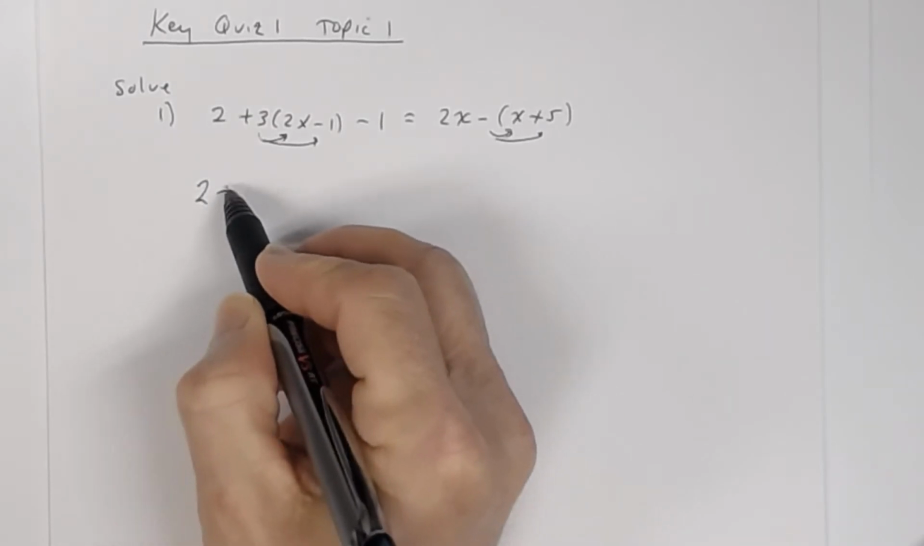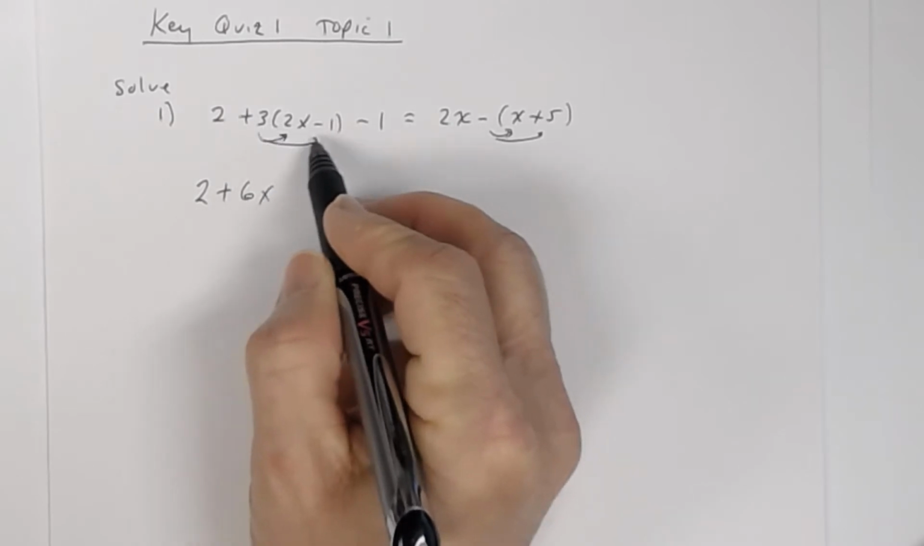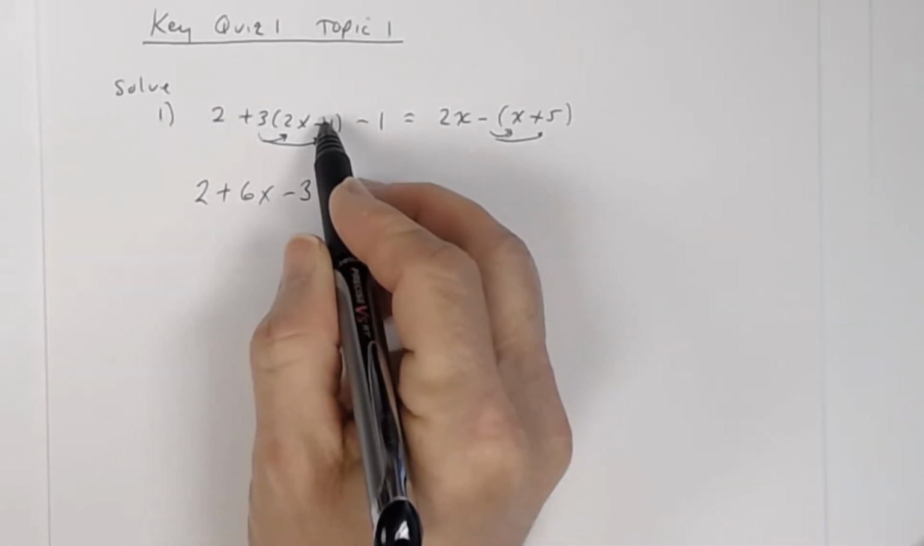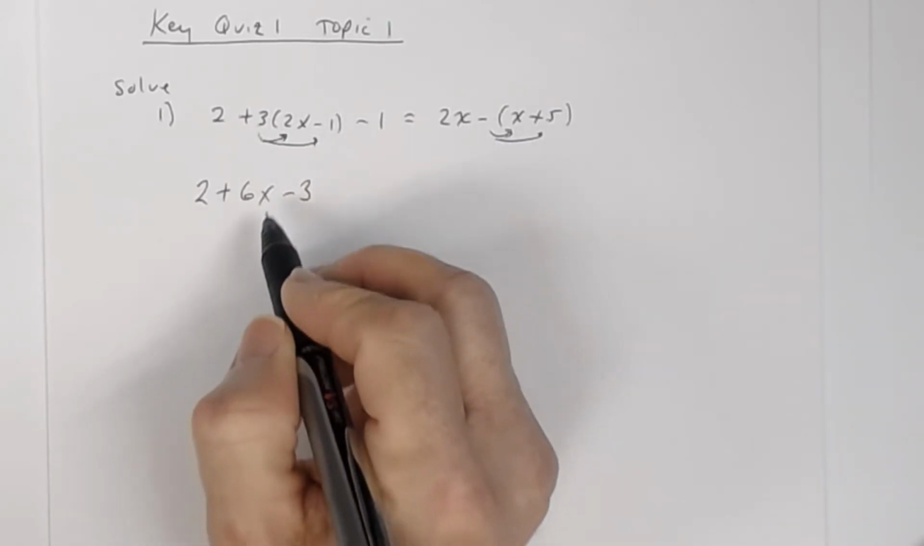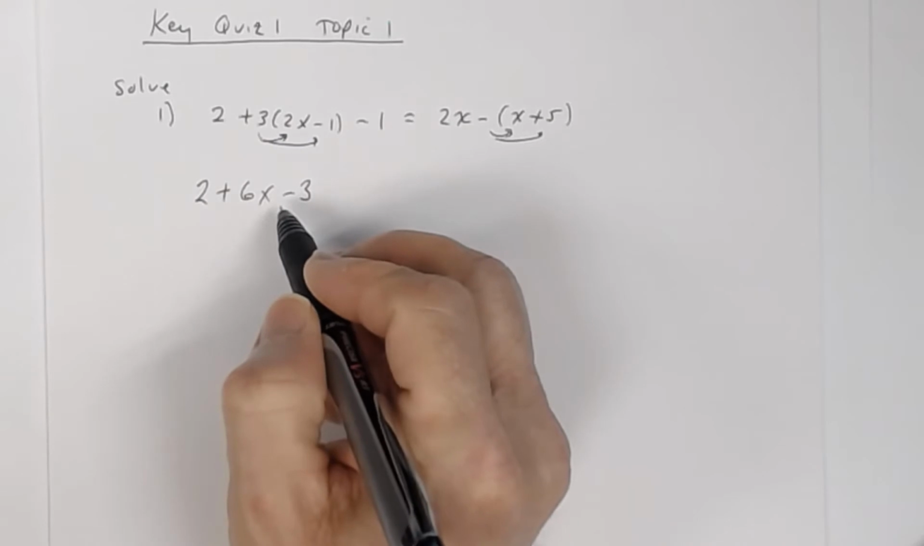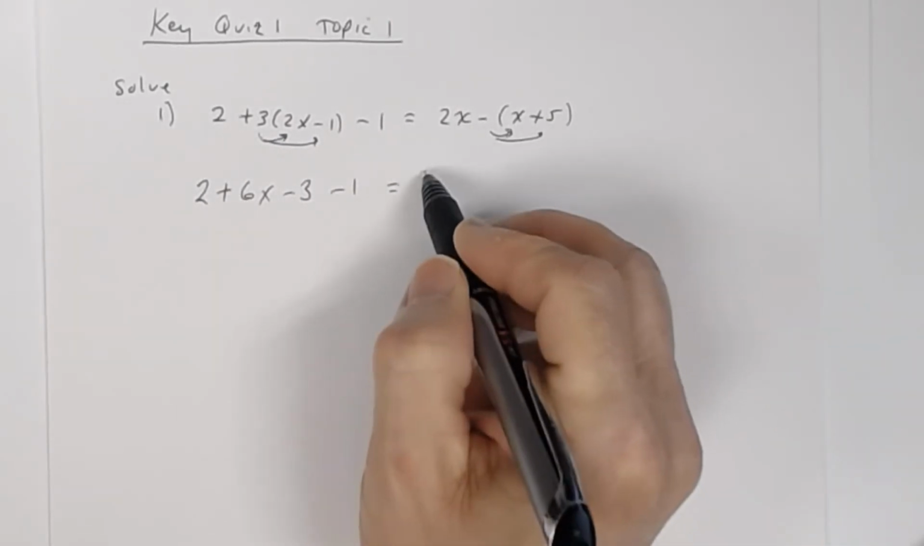I get 2 plus, and then 3 times 2x is 6x, and then 3 times a negative 1 is a negative 3. So everything inside this parentheses has to be multiplied by 3. So all these terms, these two terms, have to be multiplied by 3. And then I have minus 1, and then that's going to equal 2x.